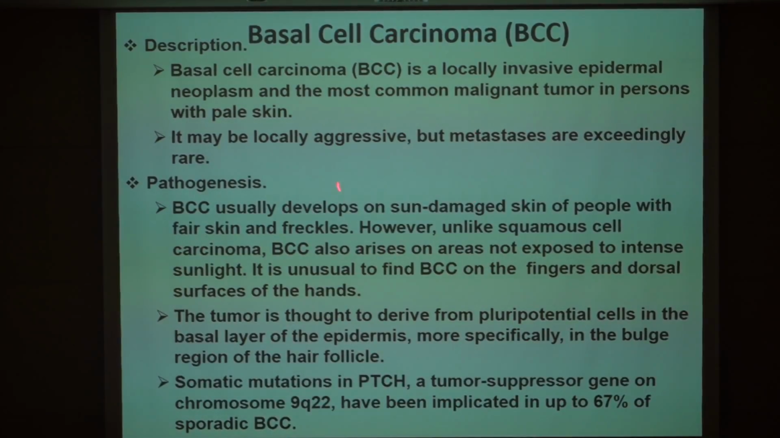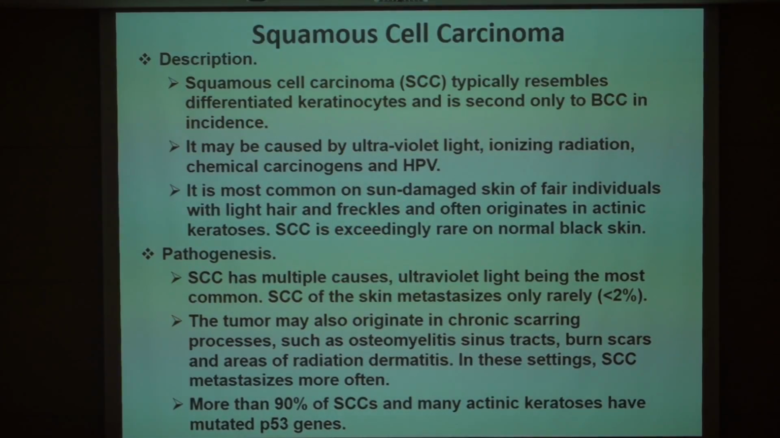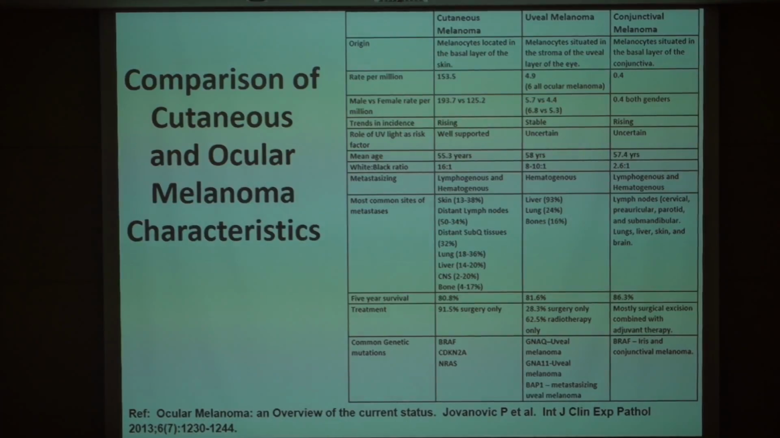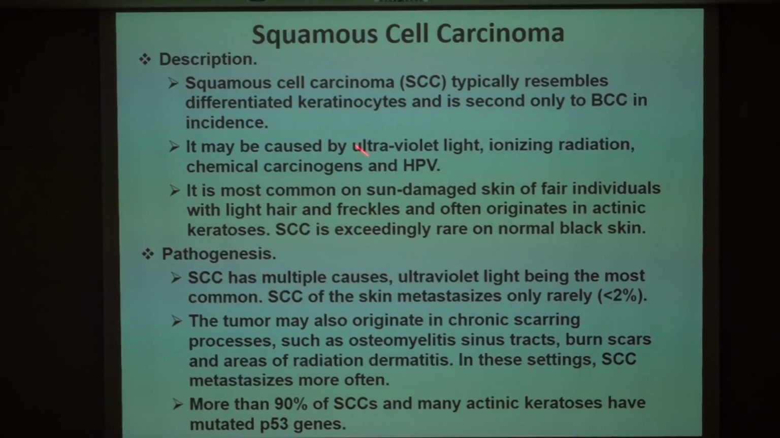And when you look at basal cell carcinoma, it usually develops on sun-damaged skin of people with fair skin and freckles. Don't be thrown off by the fact that sun does play a role in basal cell carcinoma, and that there is some basal cell carcinoma that does occur on areas not exposed to sunlight, when you're still trying to figure out how that happens. And finally, squamous cell carcinoma, the citations you'll read is that it has multiple causes, ultraviolet being the most common.